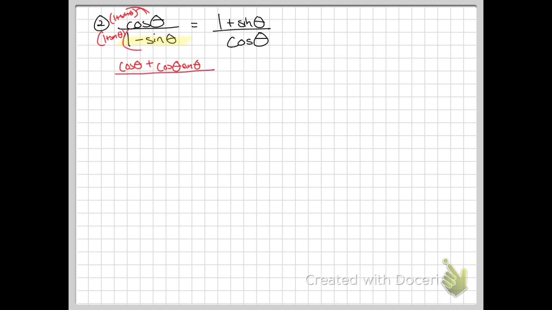And on the bottom, you could do FOIL or an area diagram, or you could just get used to difference of squares. 1 plus sine times 1 minus sine is going to be 1 minus sine squared theta. Bring down the other side. The whole reason I did that was because this is an identity. So in my next step, I will replace the bottom with its identity. Cosine squared theta.